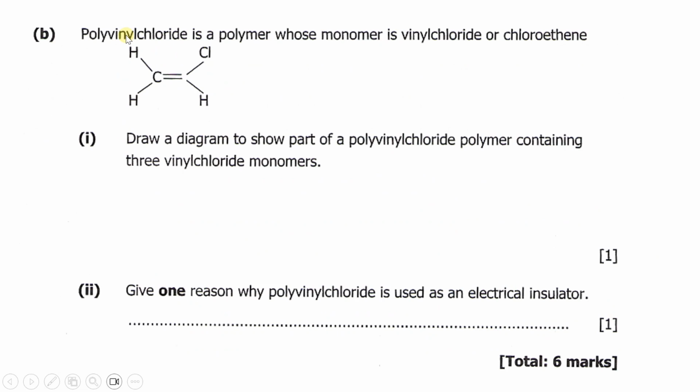Then B, they're saying polyvinyl chloride is a polymer whose monomer is vinyl chloride or chloroethene. This is the monomer. They left out a carbon here, of course. I don't know what happened with their typing. Then part 1, they're saying draw a diagram to show part of a polyvinyl chloride polymer containing 3 vinyl chloride monomers. Monomers are small molecules of a polymer.